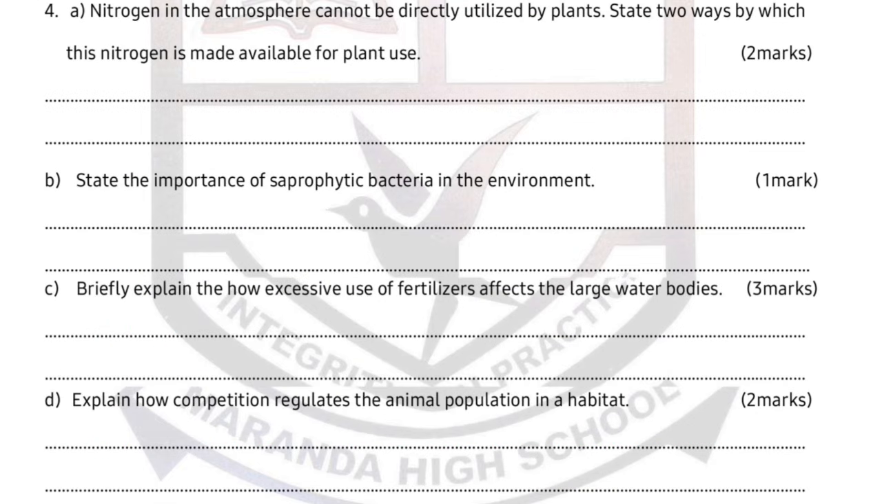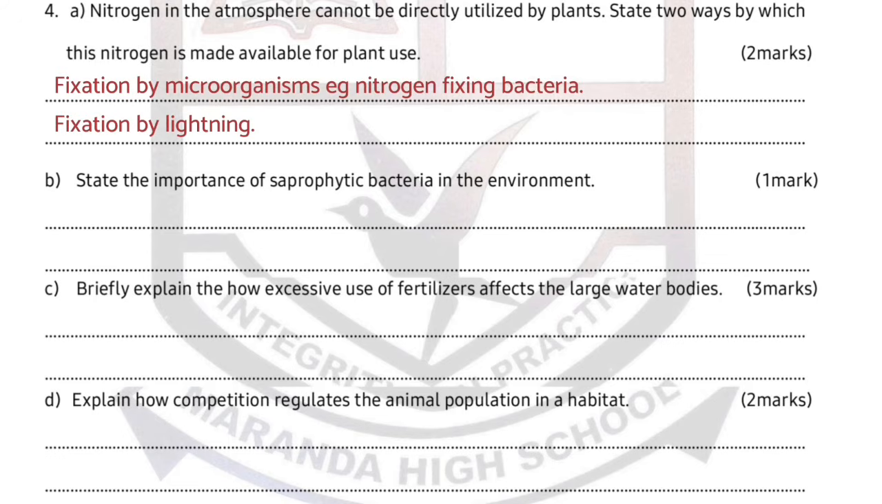Moving on to question number 4. Nitrogen in the atmosphere cannot be directly utilized by plants. State 2 ways by which this nitrogen is made available for plant use. So essentially, they're just asking for ways in which nitrogen fixation occurs. Now, this is done through 2 ways. Number 1, biologically, of course, through microorganisms such as the nitrogen-fixing bacteria that are going to be present in the root nodules of legumes. Number 2, of course, is fixation by lightning.